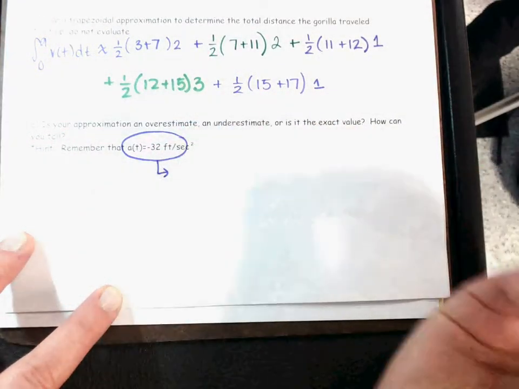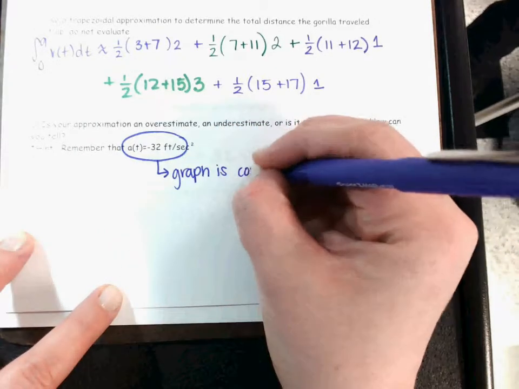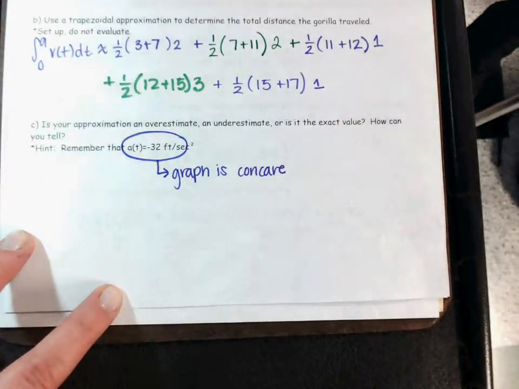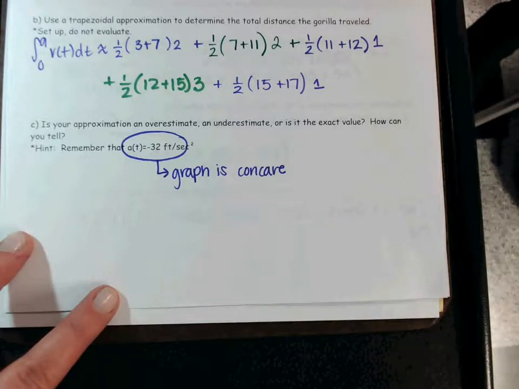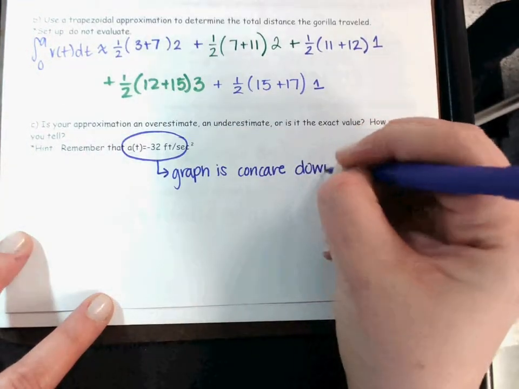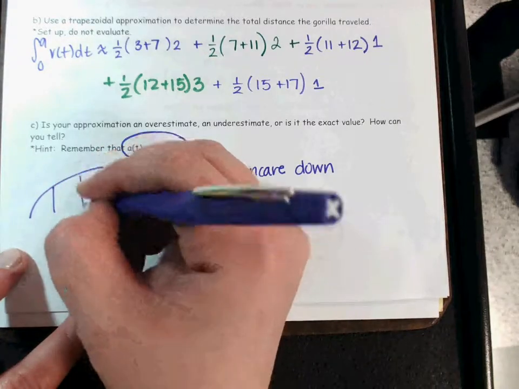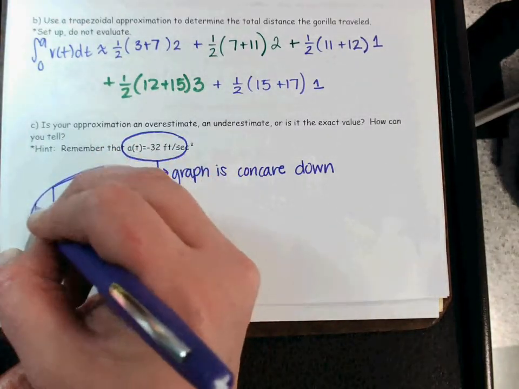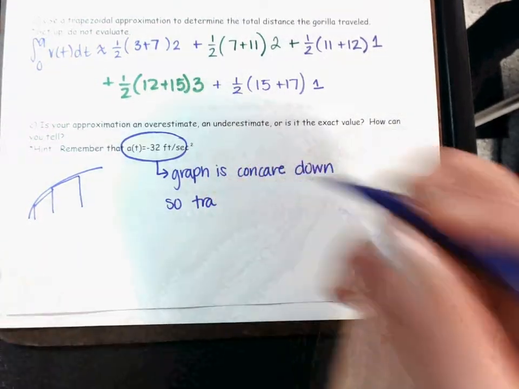Very good. That implies that my graph is concave down, because remember that acceleration is the second derivative. So on a concave down graph, how will your trapezoids come out? If you're not sure, concave down, that's this way. If I draw trapezoids in, I can see they're going to be a little bit too small.